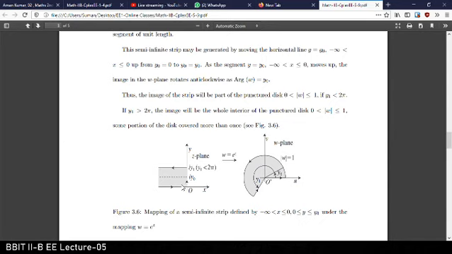Now, instead of one line, we can consider a horizontal strip like this. It is infinite, right? Up to minus infinity on this side, and it is above the x-axis, an infinite strip, say from 0 going towards infinity. In that case, what will happen?